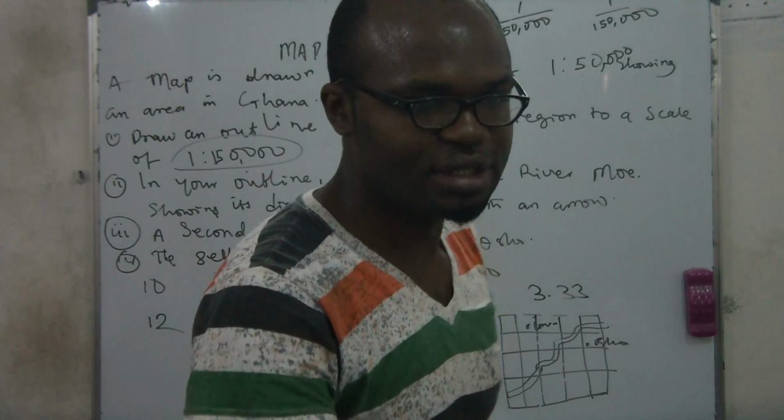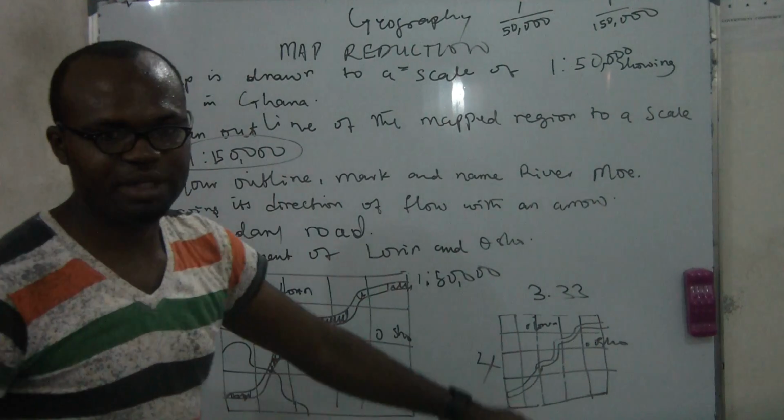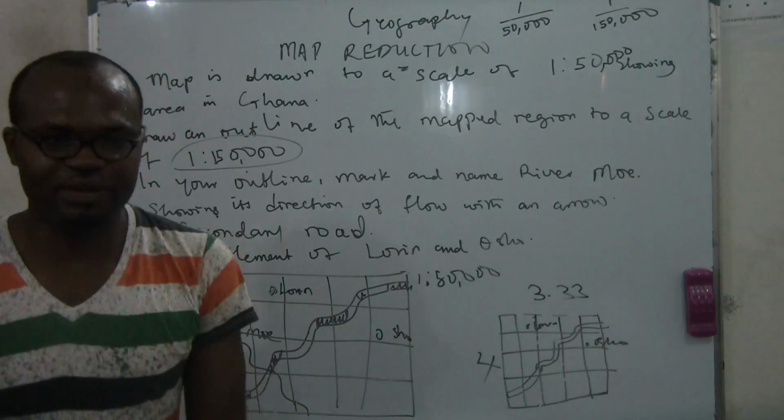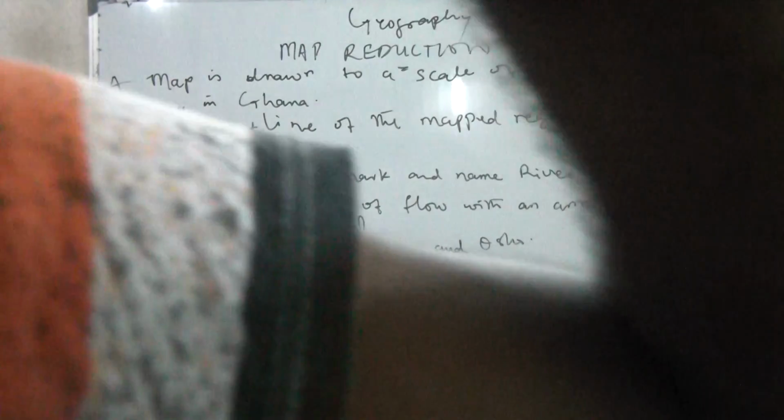So we've done 2 things. What did we do first? Reduction. And then copying. Map reduction and copying. That's the 2 things you did, isn't it? So write it down.